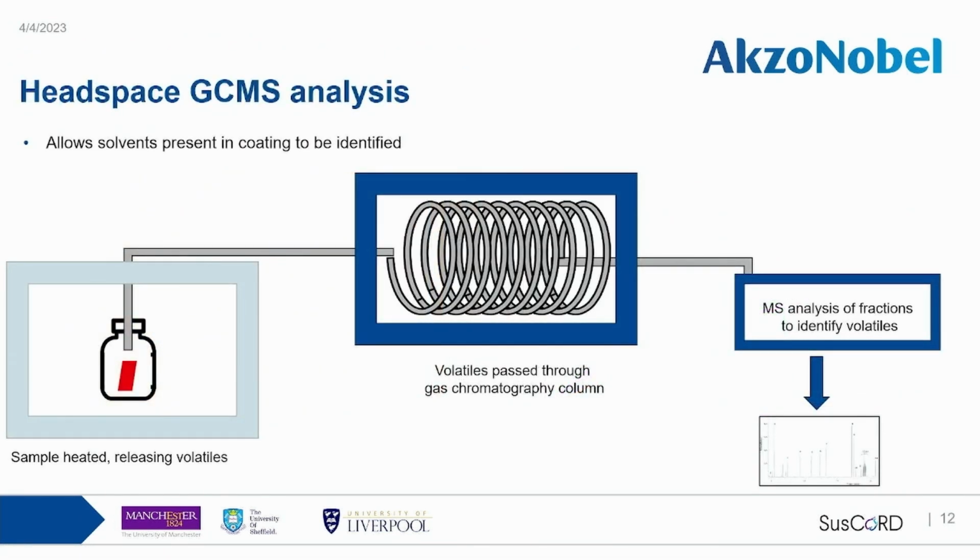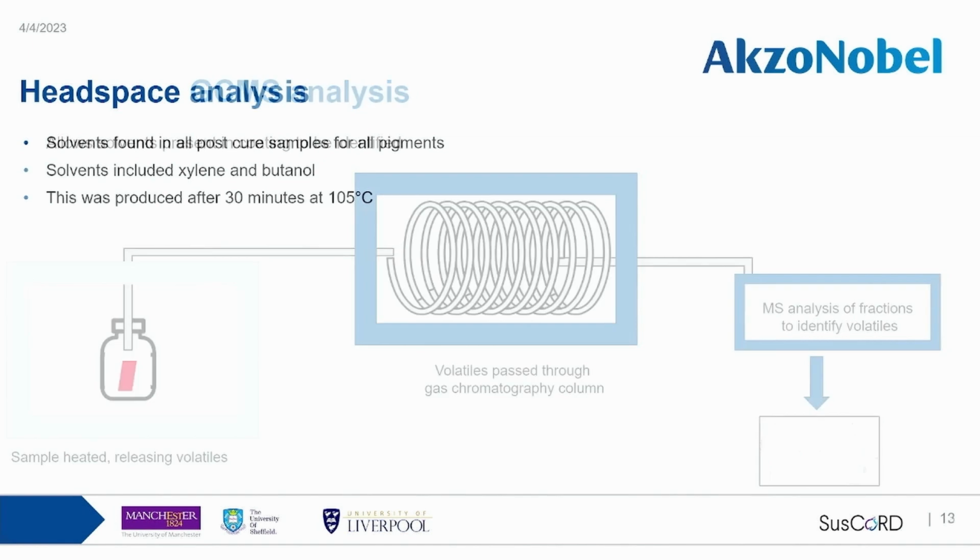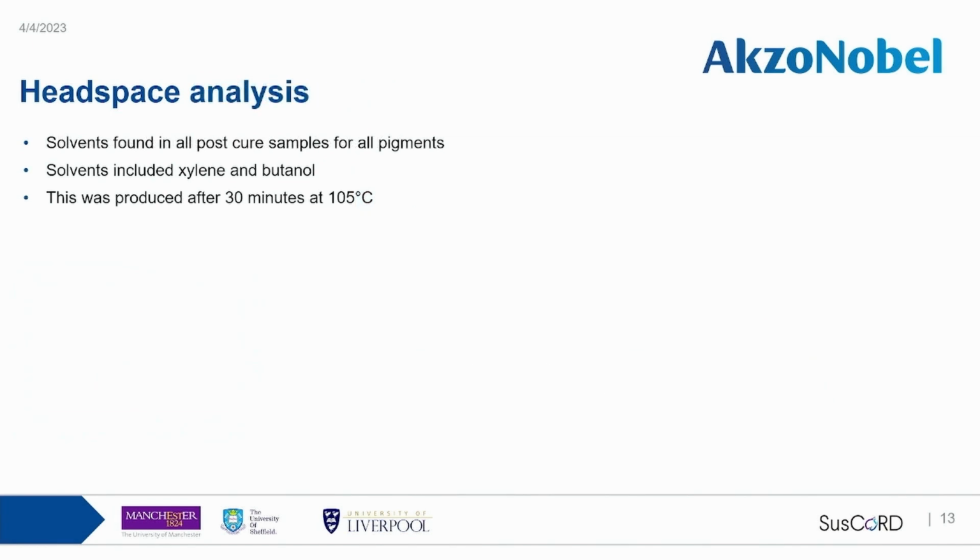So at AXO, they have this facility where you can do headspace GCMS. So you can have your paint sample and it can be heated in an oven, and the released volatiles can be put through a GCMS column and then go through the MS analysis, and you can work out your solvents present in your coating. So AXO provided me with that list, but just to name two, I got xylene and butanol, and I found solvents were all present in all my samples, and the technique heated them only for 30 minutes at 105 degrees C, which is standard.